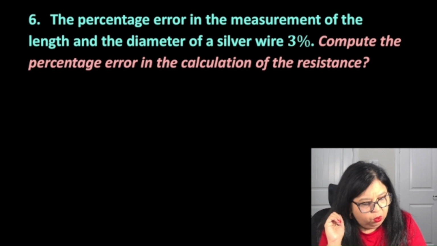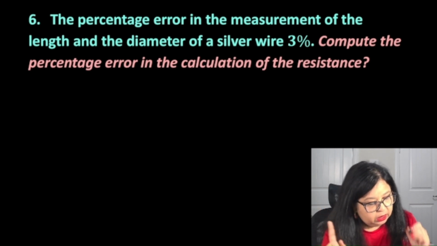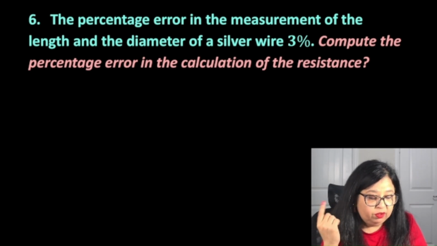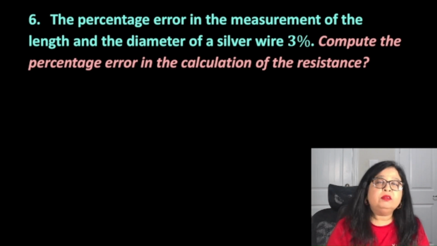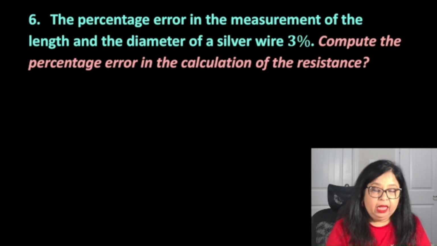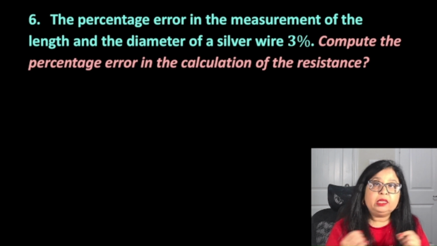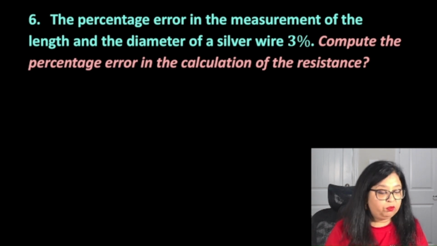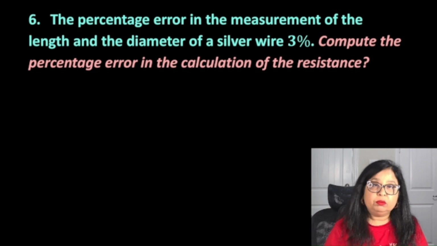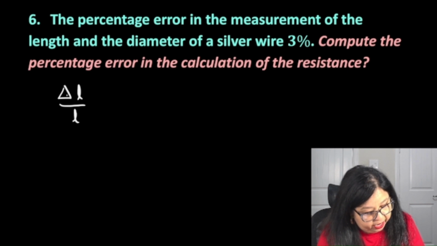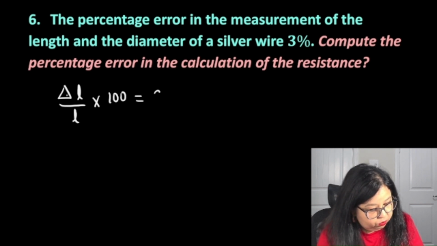Okay, so resistance needs to relate to what? Length and diameter. Now, in one of the previous problems, we said that a wire is of the shape of a cylinder. Okay? And then we also talked about the resistivity and the resistance and their relationship to the cross-sectional area of the wire and the length of the wire. So let's see if we can somehow relate all those things to calculate the percentage error in the calculation of the resistance. So here we are given that delta L over L times 100 is equal to what? 3.